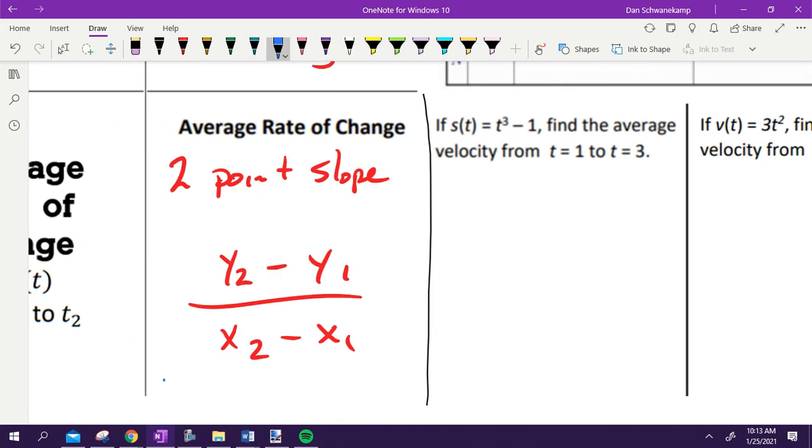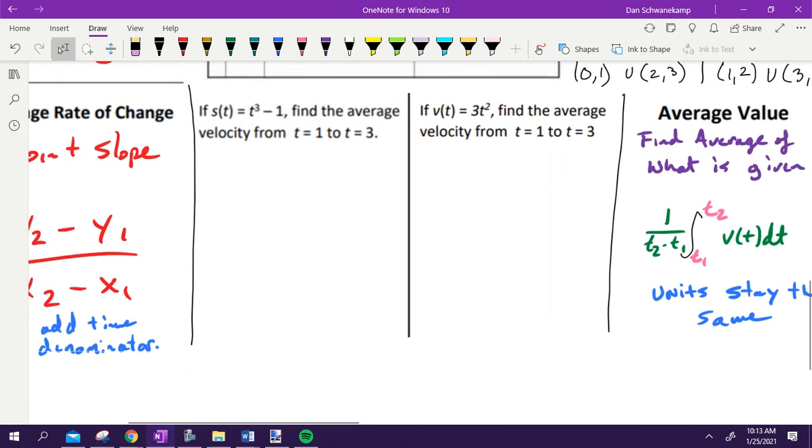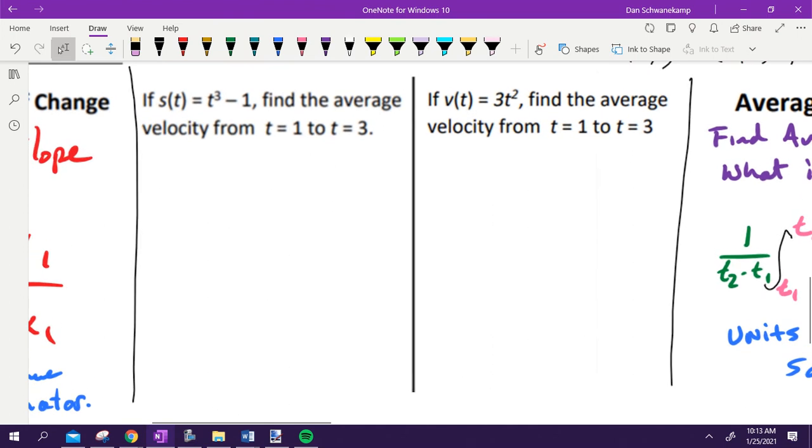If you're doing this one, the units add a time to the denominator. Because if you have position, if you find the slope, that is going to tell you velocity. So if it were meters, then it would become meters per second. We're not good at that. This is something we're going to have to understand, the difference between average rate of change and average value. We will continue to hit it the rest of the semester.